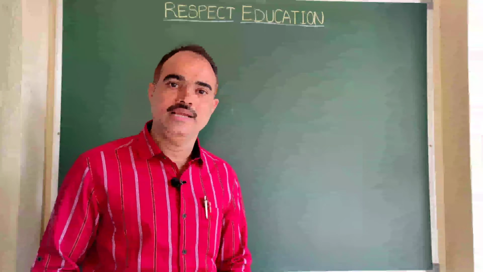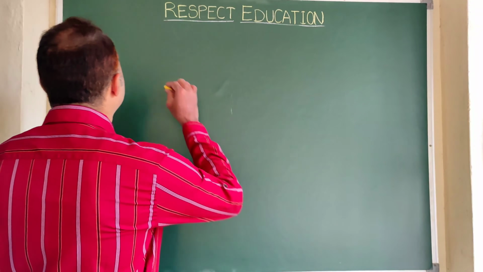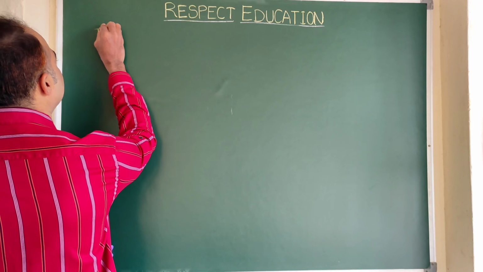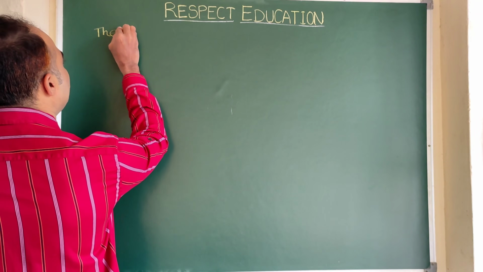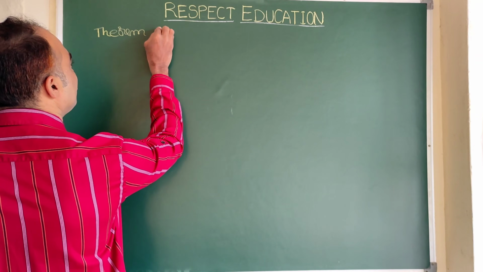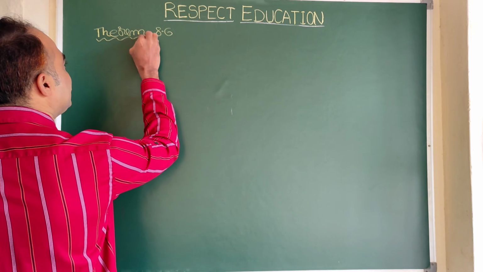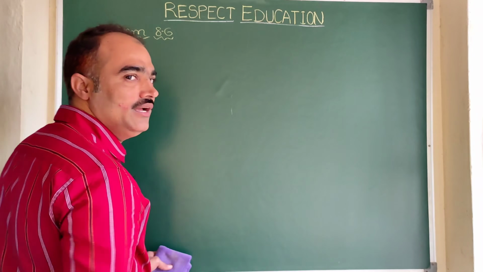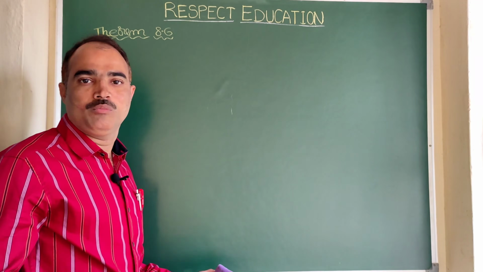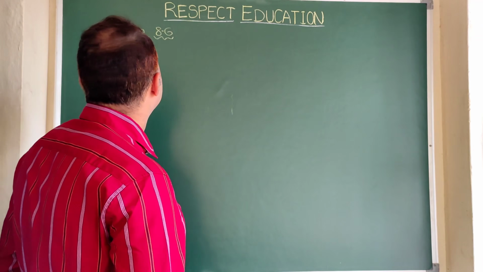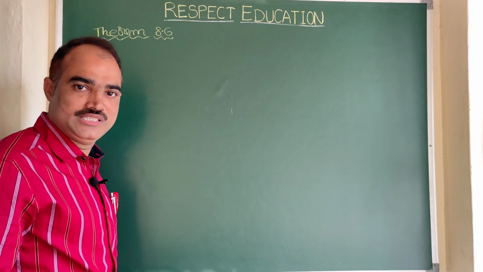Now let us see theorem 8.6 from the chapter Similar Triangles. This is an important theorem and based on which we have to solve some problems also. So let us see what is the statement of this theorem.